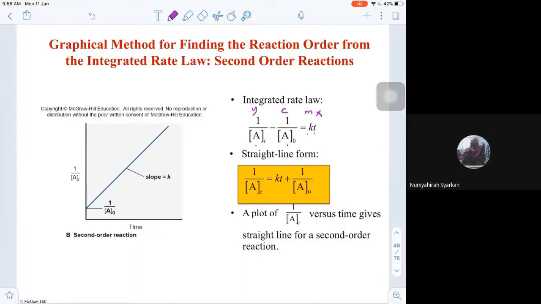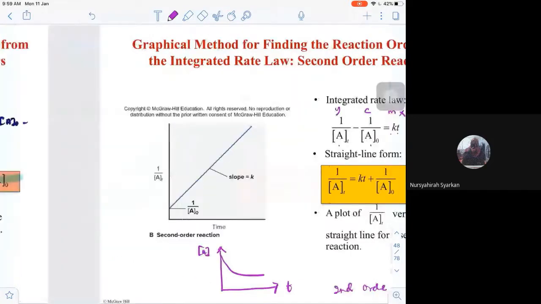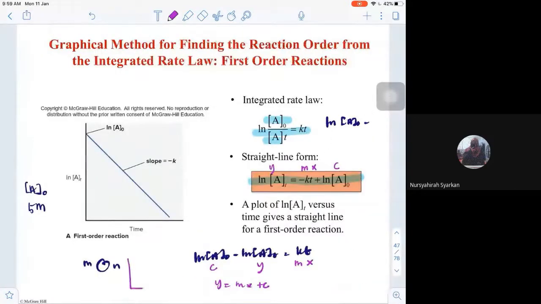Okay, if we plot a graph of the concentration versus time for the second order reaction, if it is concentration A versus time, we will never get a linear graph. If the reaction is second order and we plot concentration versus time, we'll get a curve graph. Same goes with the first order reaction. If we plot a graph of the concentration versus time for the first order reaction, we'll also get a curve graph.